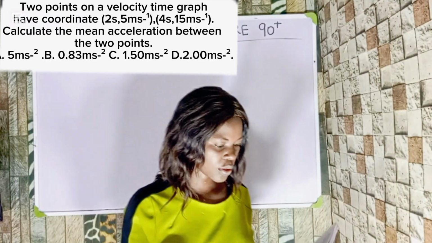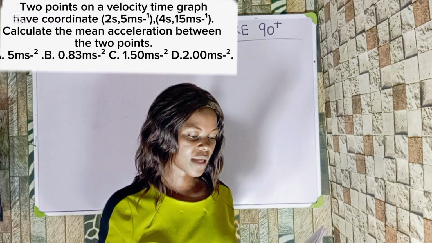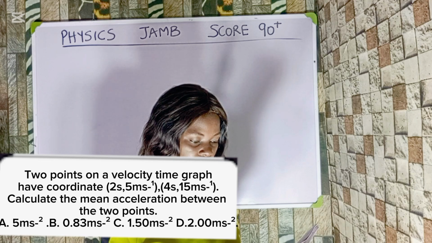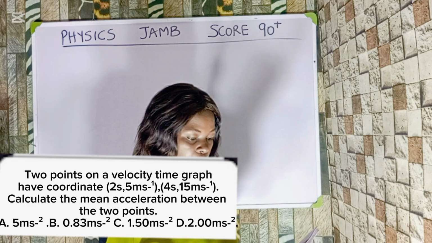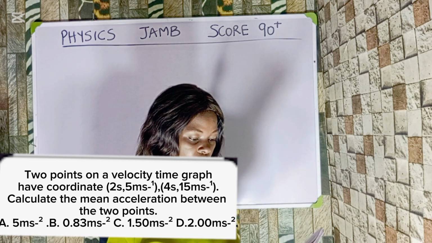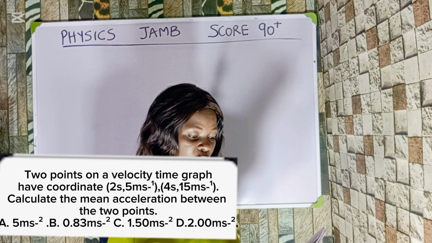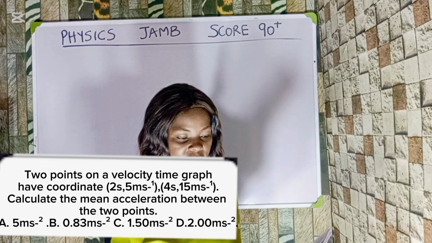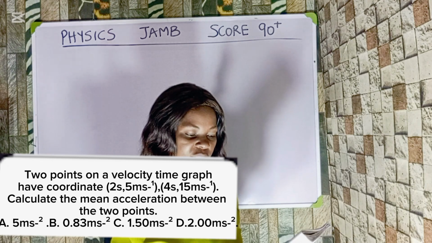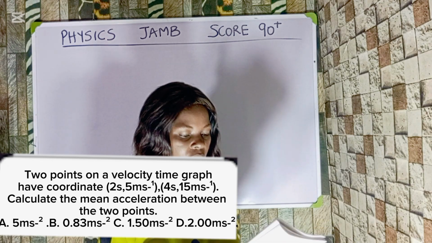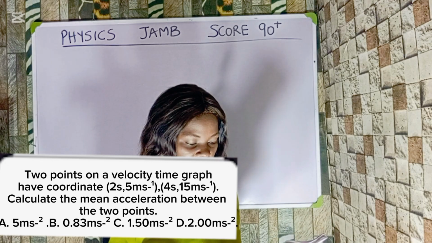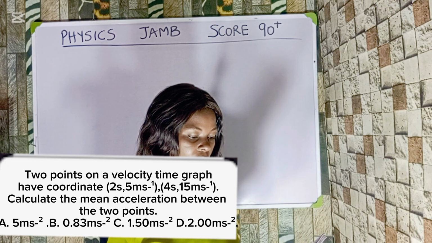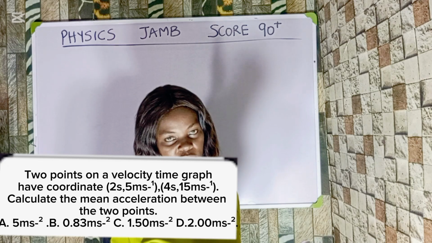Now let's look at this question. 2 points on a velocity time graph have coordinates 2 seconds, 5 meters per second and 4 seconds, 15 meters per second. The question says calculate the mean acceleration between the 2 points. We have option A 5 meters per second square, option B 0.83 meters per second square, option C 1.50 meters per second square, and option D 2.00 meters per second square.